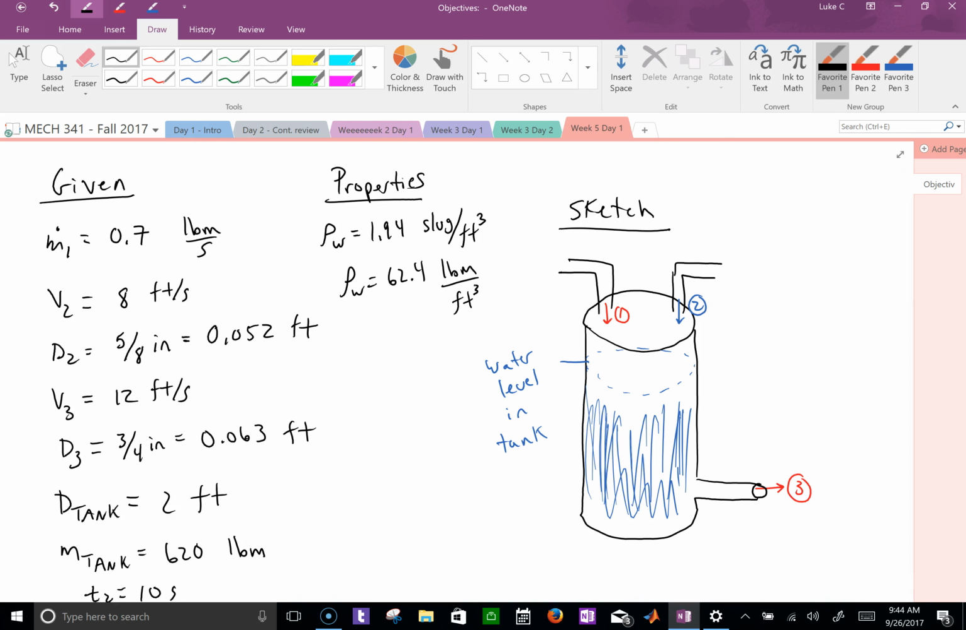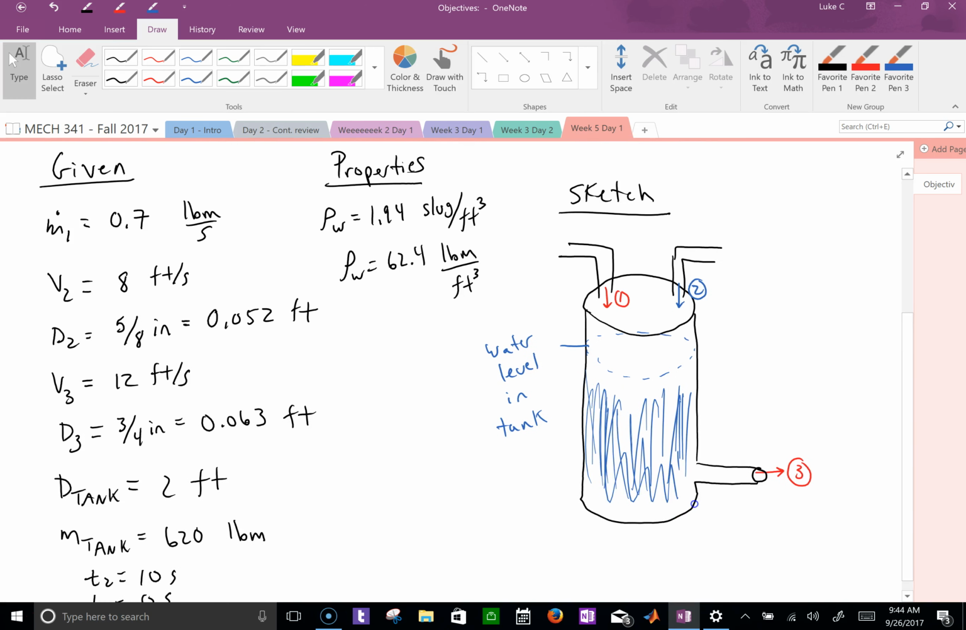So just a few things. If you remember from English units, the density of water is 1.94 slugs per feet cubed, or it's 62.4 pound mass per feet cubed. Does everyone understand the problem? Okay.